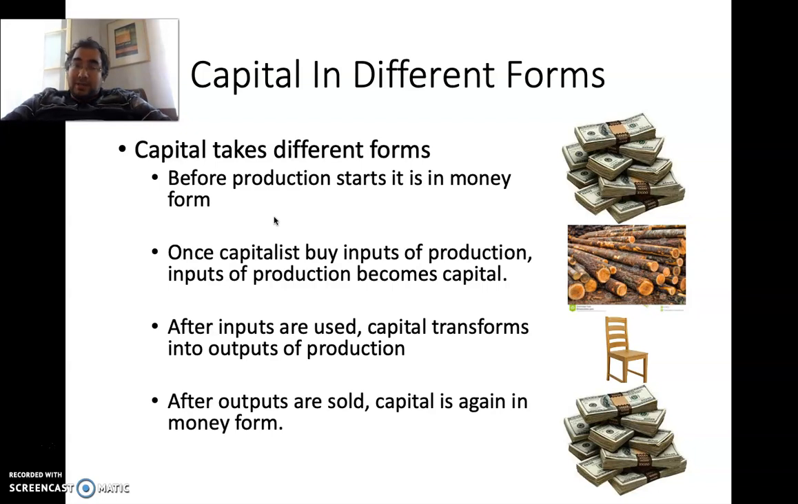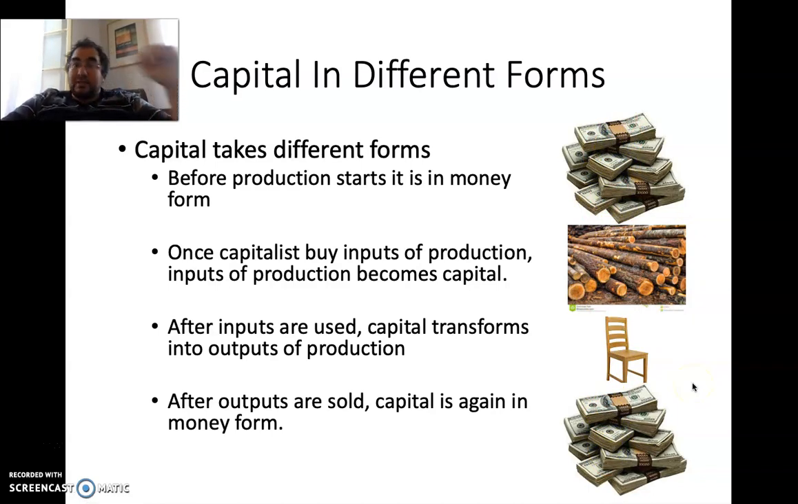Well, once those inputs are used and outputs are created, the capital, or the wealth, transforms into the outputs of production. So capital, just like wealth, starts its circulation as money. Then the inputs of production, like wood, become capital of the businessman, and then the outputs of production become capital, and finally, when those outputs are sold and money is gained back, the capital transforms once again into the money form. Of course, this money should be more than the previous money at the starting point. So through this whole process, capital gets different forms.